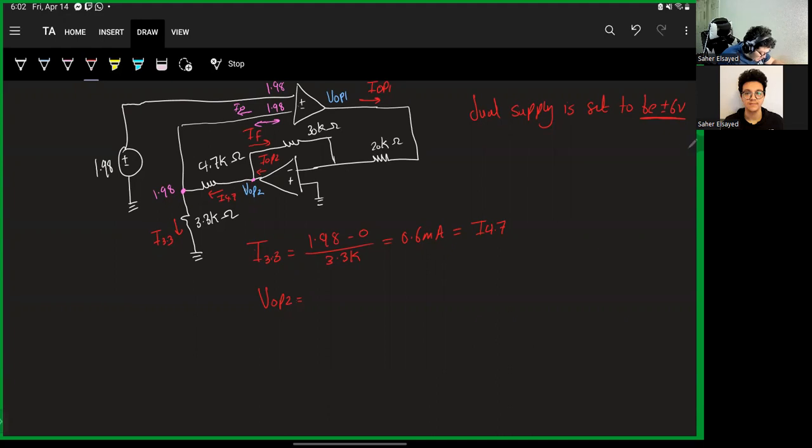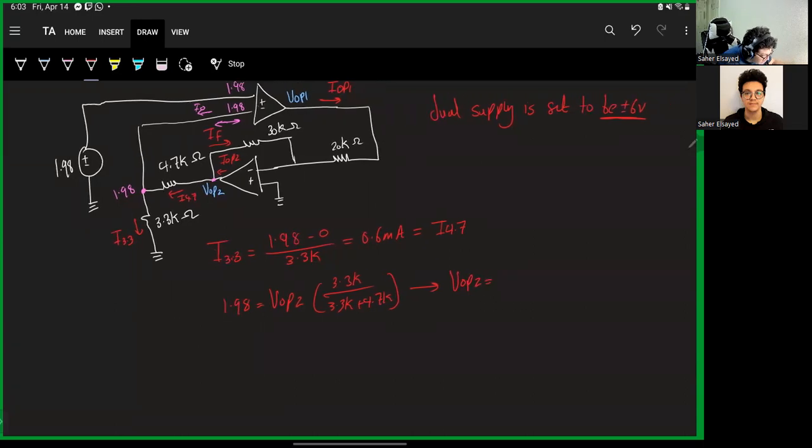So VOB here is going to be some sort of a voltage division. If you want to do so, you can say to figure out 1.98, you have to multiply VOB2 with 3.3k divided by 3.3k plus the 4.7k. And so from here, you know, VOB2 is simply set to be 4.8 volt. Okay, so that's the first thing you want to set.